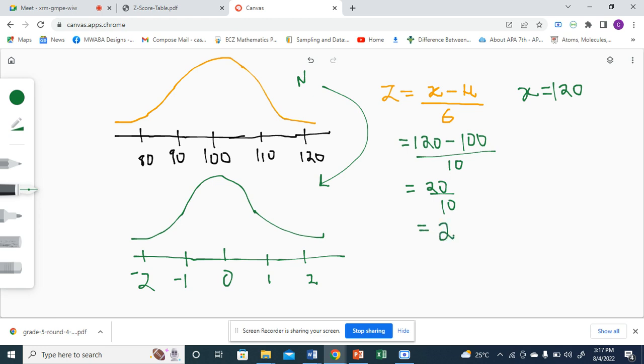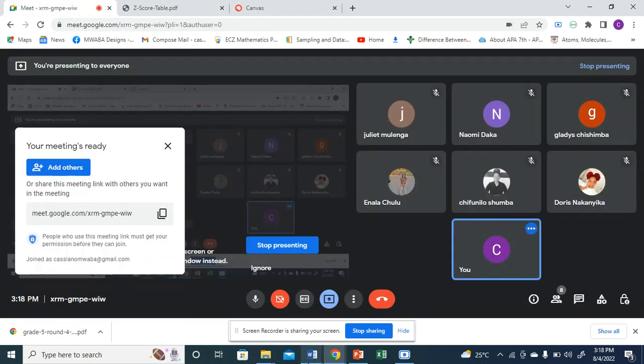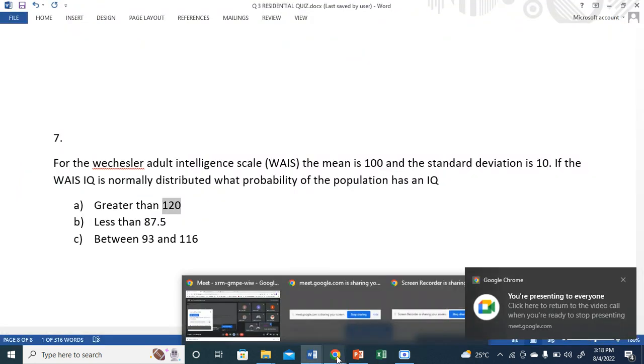So it's located somewhere here. We have put the dashed lines at the same place where there's this 120. This is where our 2 is located. This 120, when we standardize it, becomes this 2 here. So now I find the probability: is it greater than, or less than? The probability that it's greater than 120.